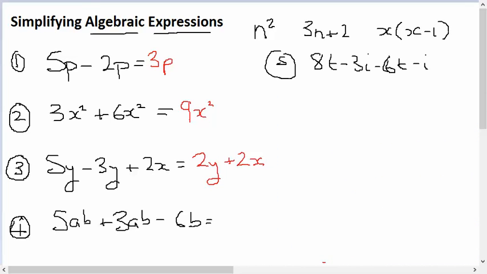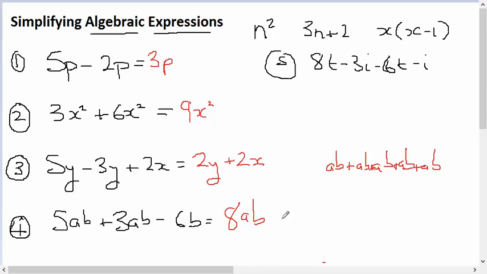Okay. So next bit, 5ab plus 3ab take away 6b. Well, we've got an ab plus another ab plus another ab. I'm going to do this really messy and really quick. There we go. So we've got 5abs plus 3abs. That's going to be 8ab.